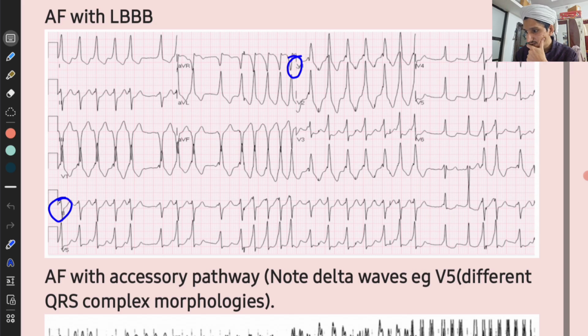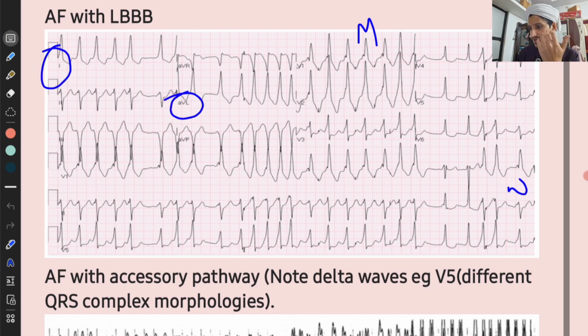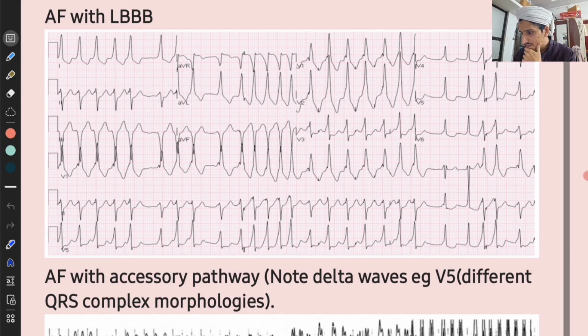Now you see here, this is the P wave. There is a P wave actually. See P wave and R, this is R, this is P, and this is S. So this looks like an M pattern, and a W pattern here, but in lead 1 and AVL you are not able to appreciate an M pattern. But see here in this V6, V5.